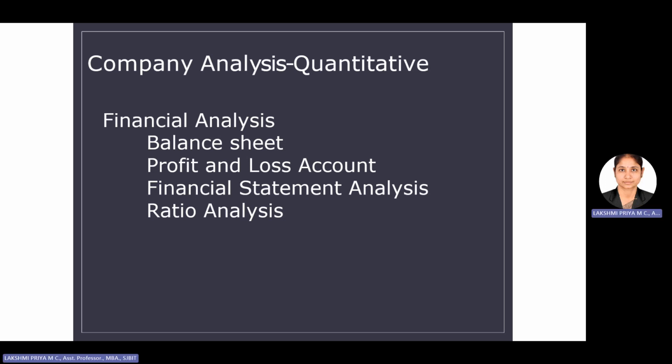The two main statements that are used for analysis are the balance sheet and the profit and loss account. The balance sheet shows all of a company's sources of funds and also the uses of funds at a given point in time. It can either be in the horizontal or vertical form.